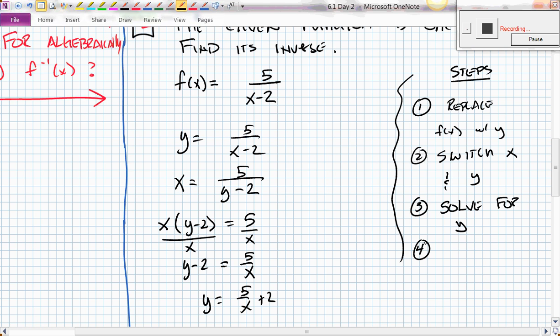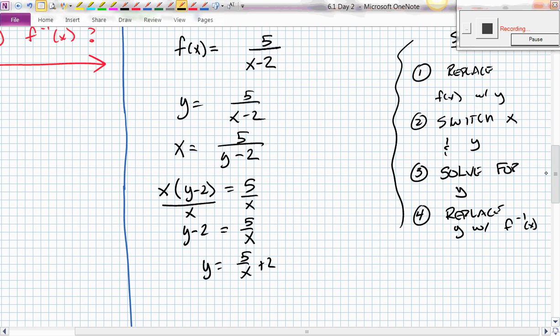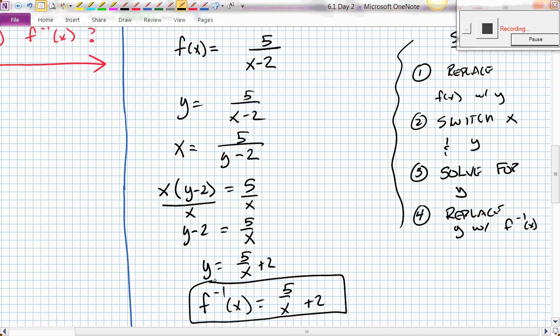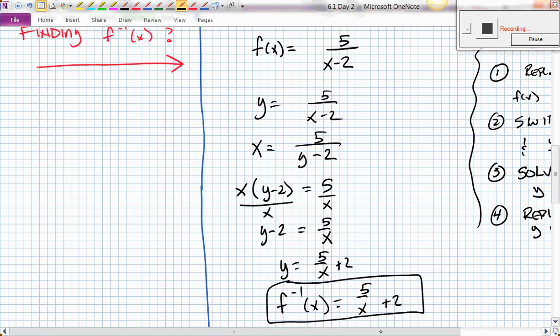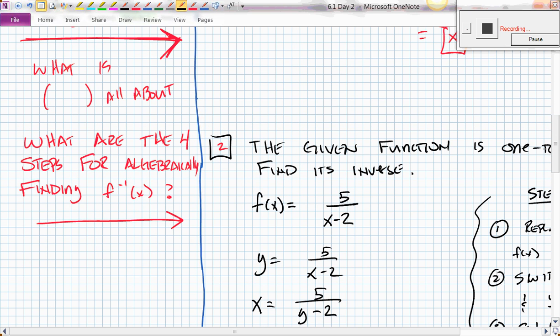Step number 4, when you're all said and done, is replace y with f inverse of x. And that's your algebraic function. So f inverse of x is equal to 5 over x plus 2. And that's how you algebraically find the inverse for functions. A guiding question I wrote for you on the left-hand side was, what are the 4 steps for algebraically finding f inverse of x? You might want to write that down so you know what to study from. Good question to answer.